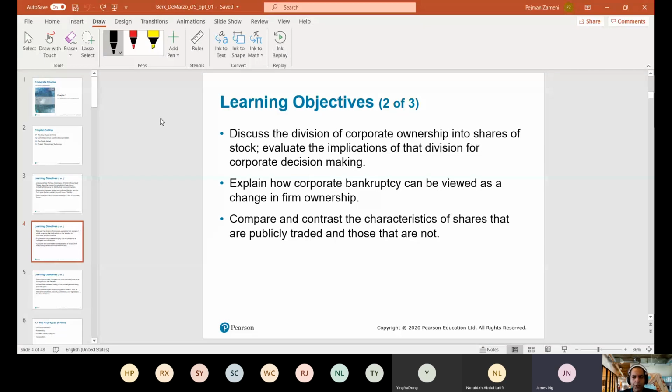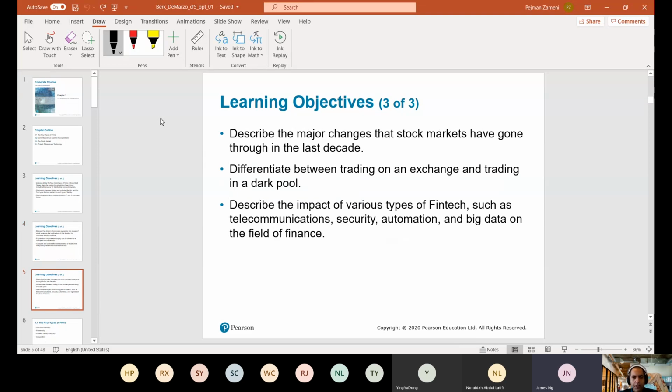Discuss the division of corporate ownership into shares of stock, evaluate the implication of that division for corporate decision making, explain how corporate bankruptcy can be viewed as a change in firm ownership, compare and contrast the characteristics of shares that are publicly traded and those that are not. Describe the major changes that stock markets have gone through in the last decade. Differentiate between trading on an exchange and trading in a dark pool. Describe the impact of various types of fintech, such as telecommunications, security, automation, and big data, on the field of finance.